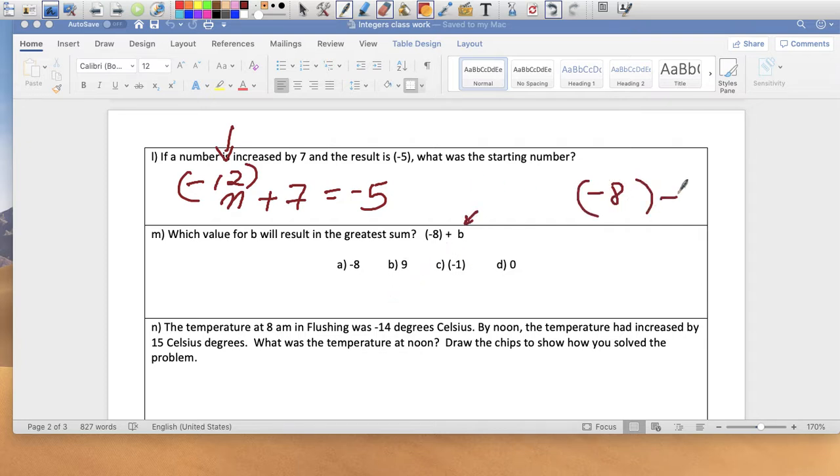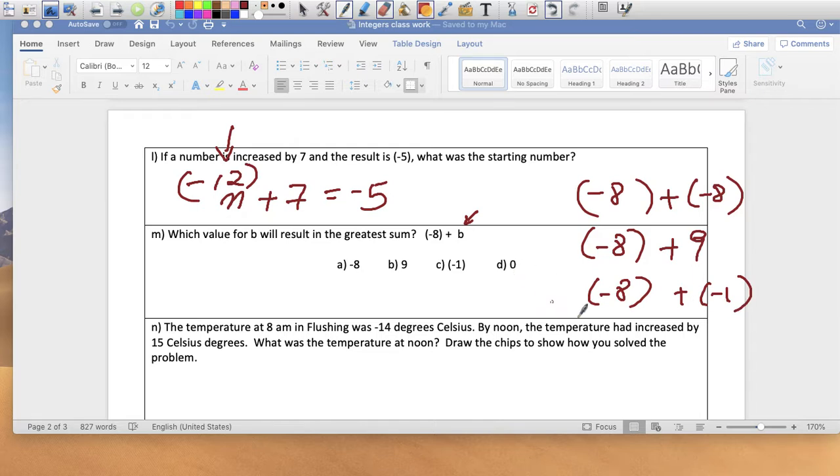Negative 8 plus negative 8. Second one's going to be negative 8 plus this one, 9. Third one's going to be negative 8 plus negative 1. And the last one is negative 8 plus 0. So let's see which one has the greatest sum.